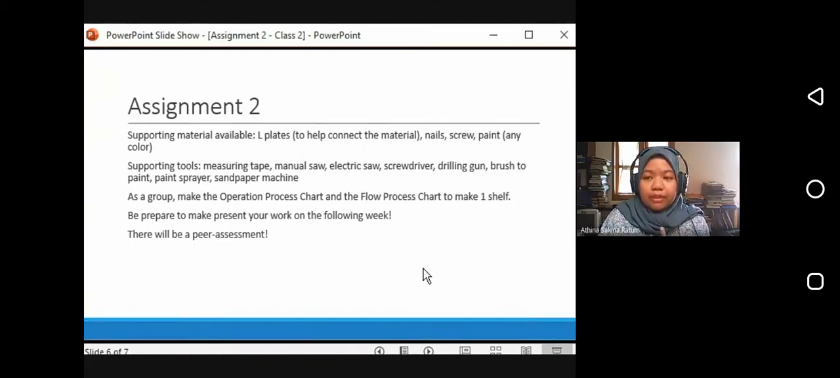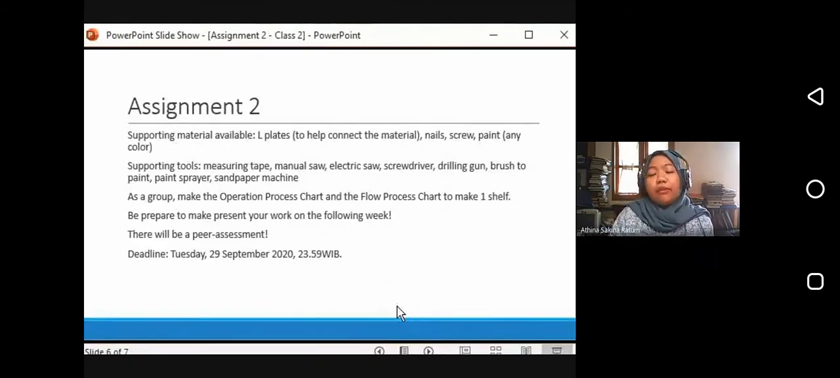One more is the involvement. Involvement means how they share their ideas and how they also get involved in the discussion in your group. So that's more or less about the peer assessment. And the deadline for this assignment would be on Tuesday at midnight, before midnight, 23:59.